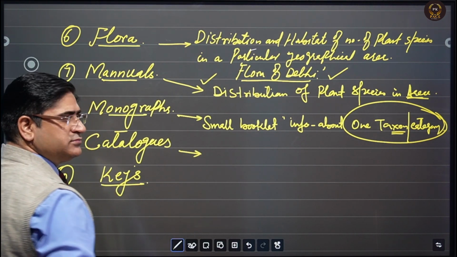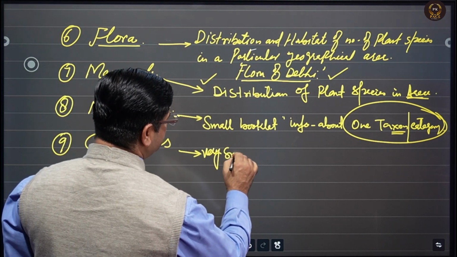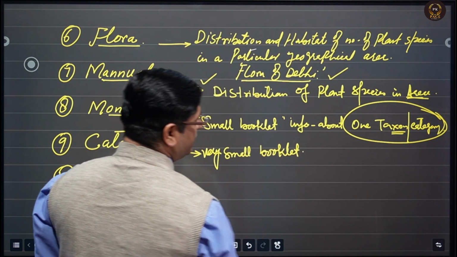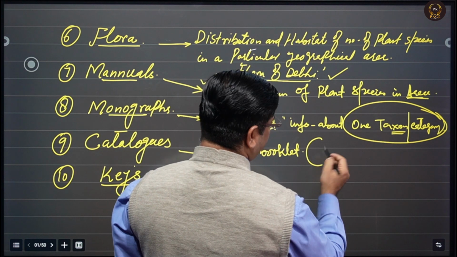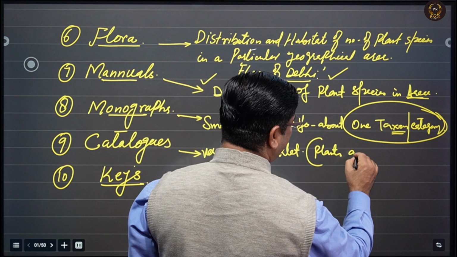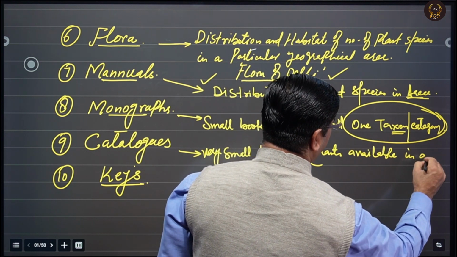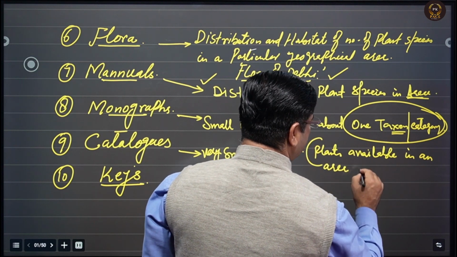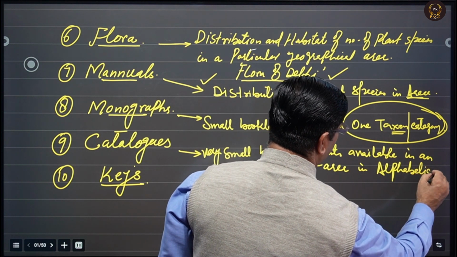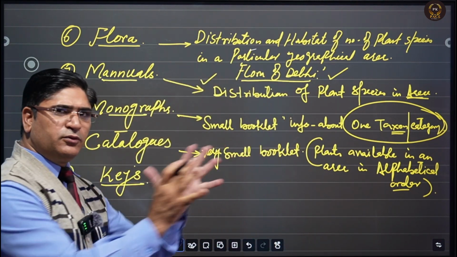Now catalog. Imagine the catalog is also a very small booklet which gives the information of which plants are available in an area, in alphabetical order. Okay, so this is a small booklet.